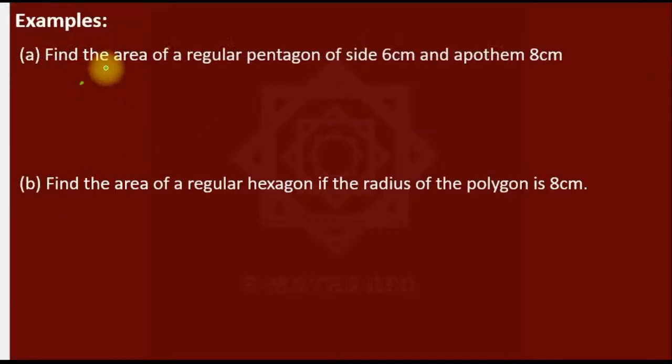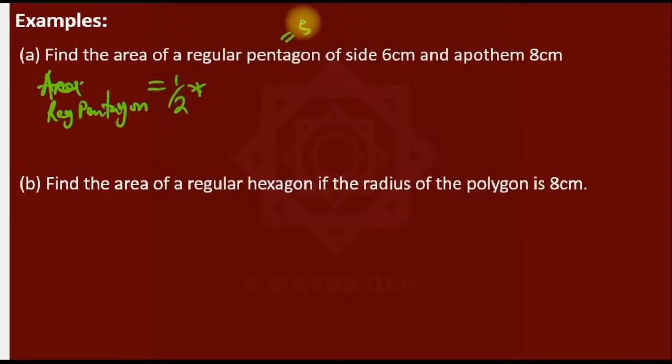So they said find the area of a regular pentagon of side 6 and apothem 8 cm. So without wasting time, the area of the regular pentagon is half times perimeter. What's the perimeter? A pentagon has 5 sides, so I have 5 times 6, as each of the sides is 6 cm, times the apothem, which is 8.